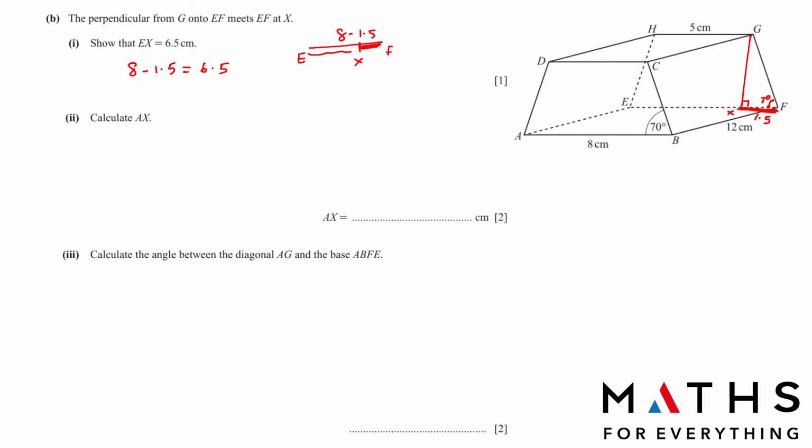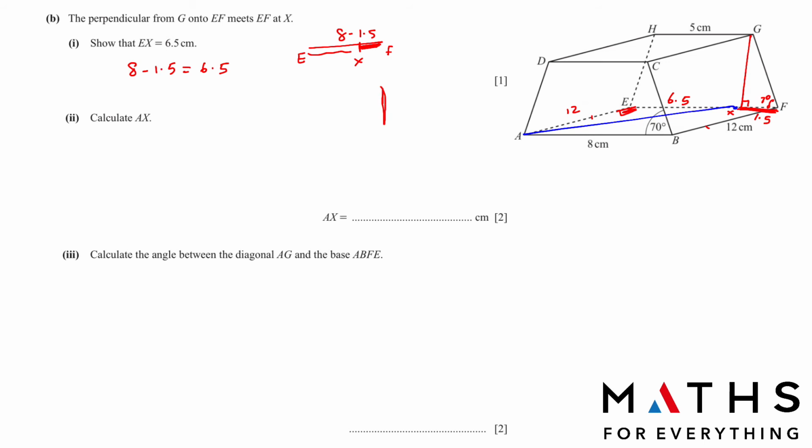The next one we have to calculate AX. So let's join AX. Remember one very important point. When you have a prism, the down corners, they are always 90 degrees. So this is 90 degrees. And this side is equal to this side. This is 12. A is 12 centimeter. EX you already found is 6.5 centimeter.